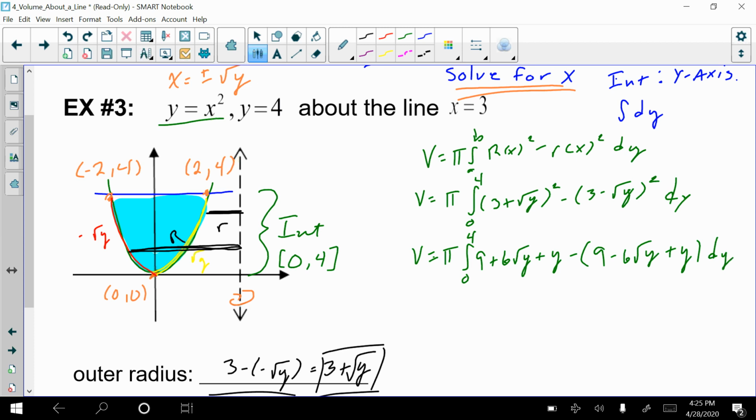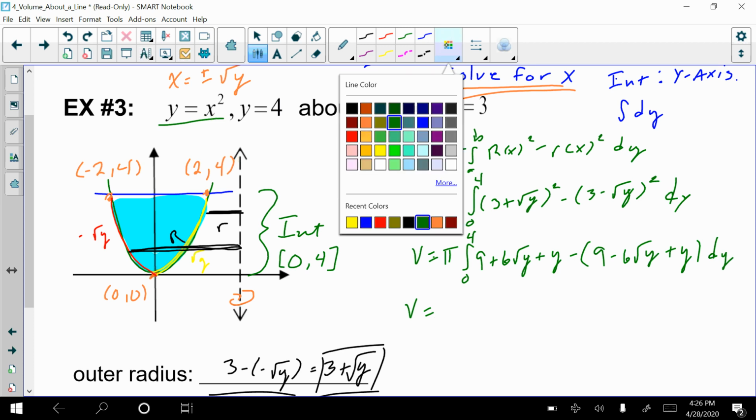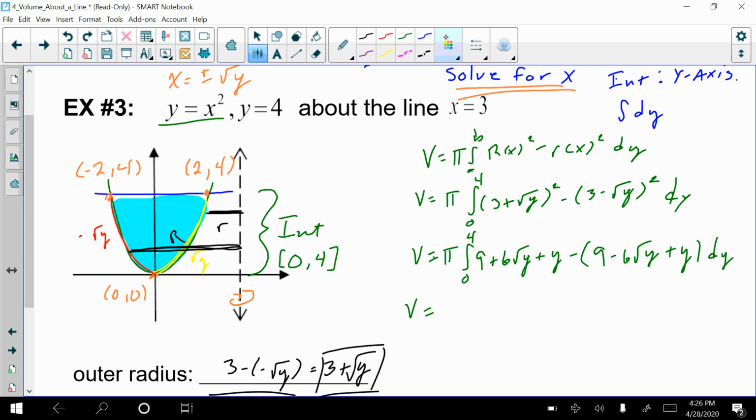And then you distribute the negative sign in. When you distribute the negative in, you're going to get a positive 9 and a negative 9 that are going to cancel, a positive y and a negative y that are going to cancel, and the only thing that's going to be left over is a positive 6 radical y here, and the negative is going to make this a positive 6 radical y here. So when I do my simplification of my integrand, all we're left with is a 12 radical y.